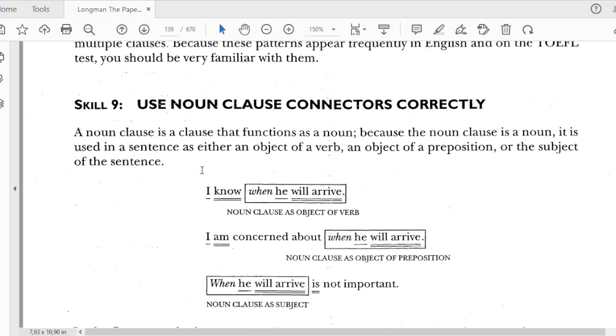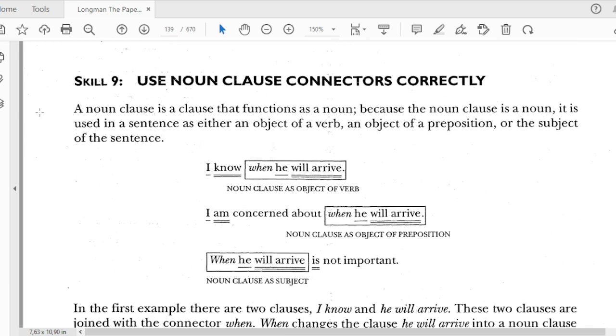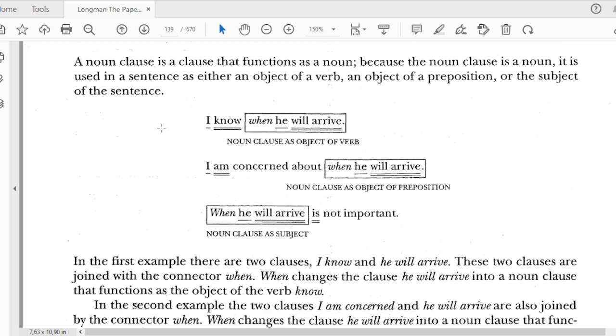Okay, skill 9. Use noun clause connectors correctly. A noun clause is a clause that functions as a noun. Because the noun clause is a noun, it is used in a sentence as either an object of the verb, an object of a preposition, or the subject of the sentence. I know when he will arrive. So, noun clause as the object of a verb. Noun clause: he will arrive. When he will arrive, I don't know.